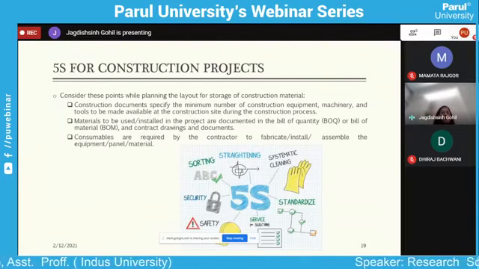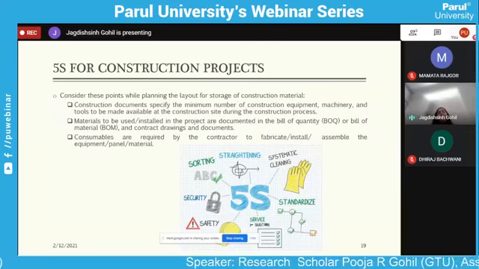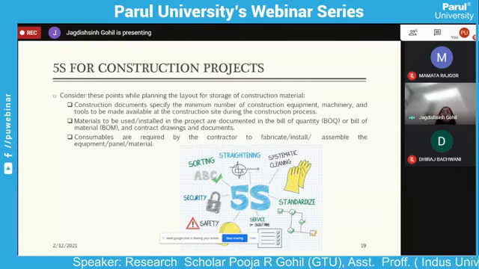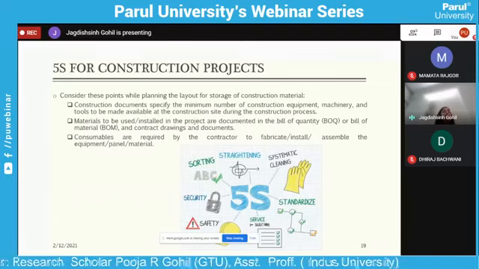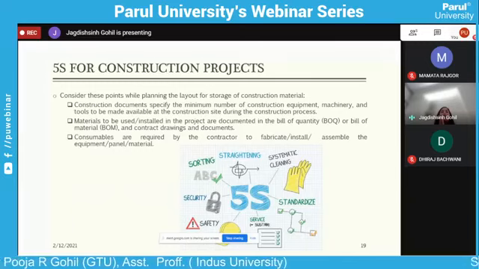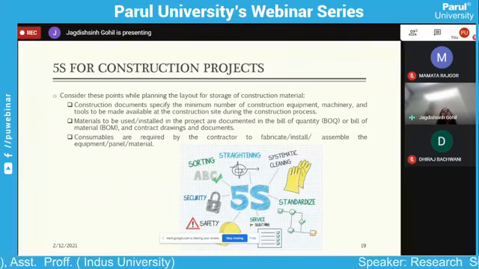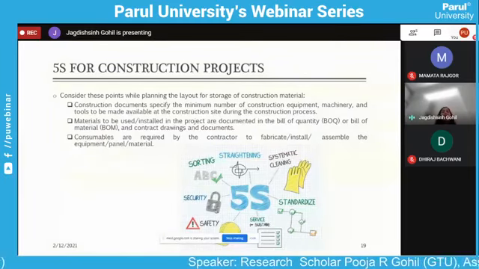Apart from that, what are the consumables and what are not? Consumables are required by the contractor to fabricate, to install or to assemble the panels or material or equipment. Consumables means diesel, petrol, which cannot be regained back, right? So those things you should keep at one side. The materials which will be used at a later stage should be kept at one side. Then the equipments which are rarely used should be kept at one side. So a systematic organization of material as well as equipments is required for your construction projects.